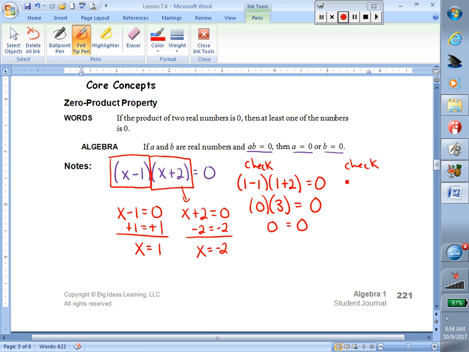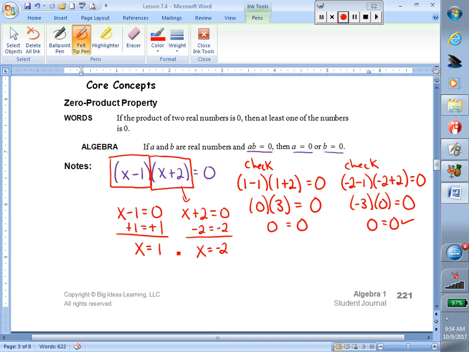Let's check. We get negative 2 minus 1, negative 2 plus 2. Negative 2 minus 1 is negative 3. Negative 2 plus 2 is 0. Negative 3 times 0, I do get 0 equals 0. So 1 and negative 2 both worked to make my equation equal to 0. So do I need both of those solutions? Yes, because they both make my equation true.